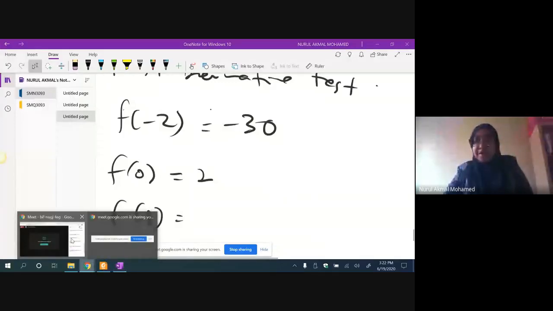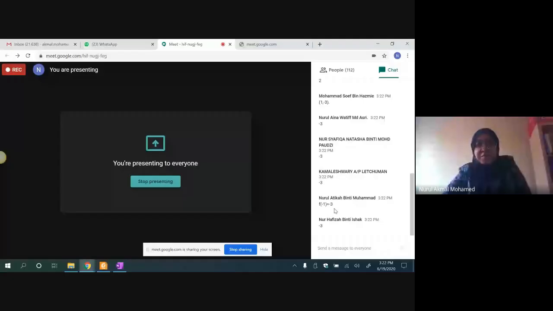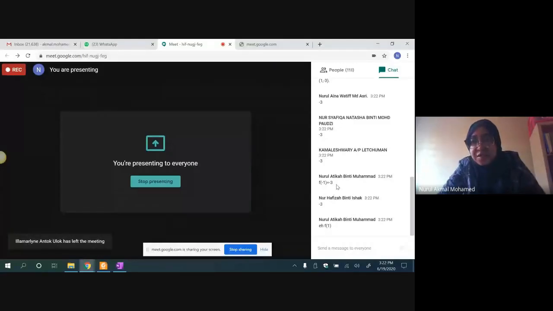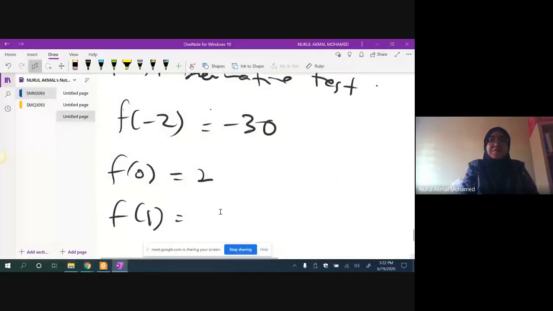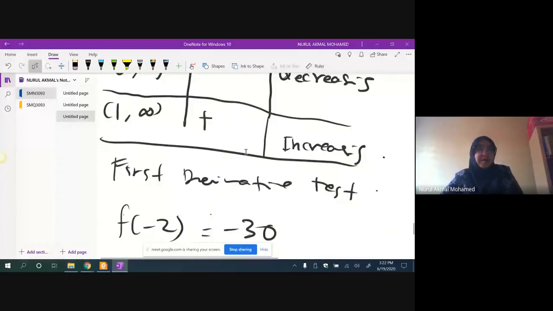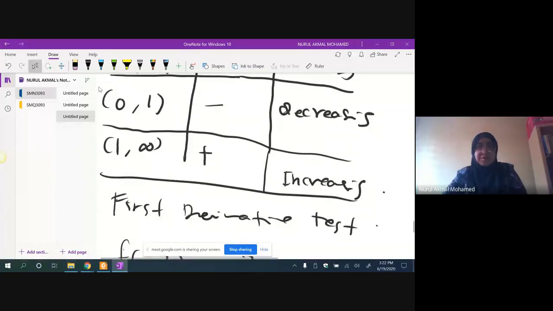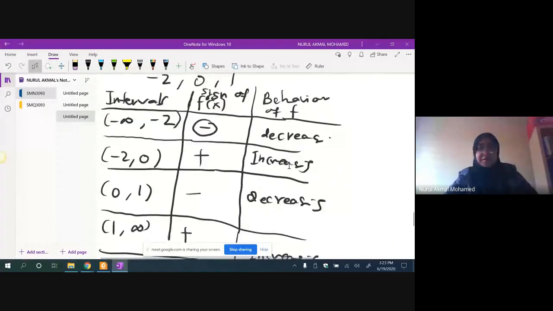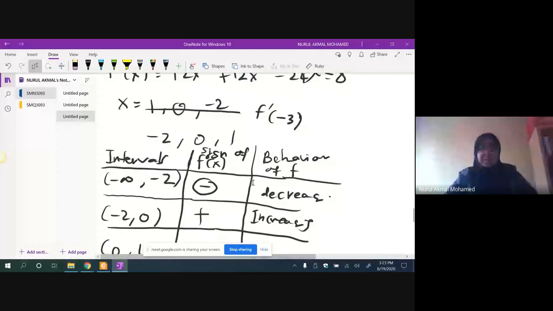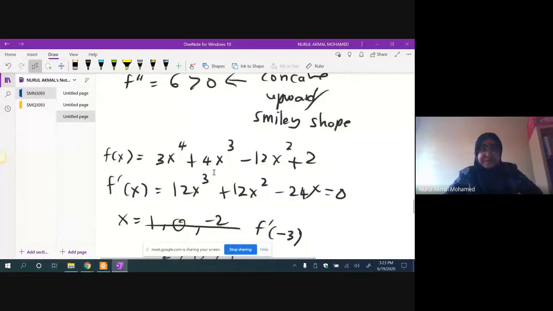F of 1, or f of negative 1? F of 1 is? Is it negative 1? Negative 3? I hope it is negative 3. Okay, so negative 3. So we have these three values. Now, what else do we need? You already have the values for f.